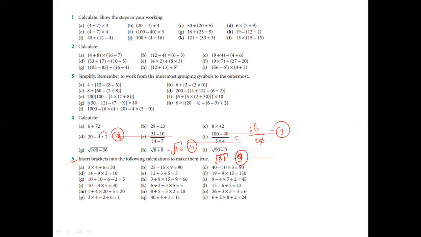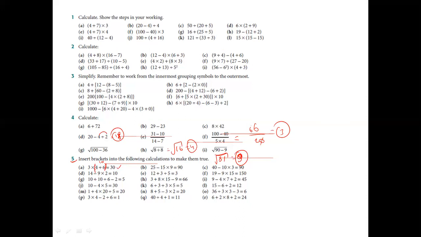And the other example, fifth: insert brackets in the following calculations to make them true. Okay, we have the inverse of these operations. So we haven't any brackets, but we should put brackets in some places. So where can we put the brackets so that the answer will be correct? Let me do the first example. 3 times 4 is 12. 12 plus 6 is not 30, but 18. That's why I want to put the brackets here. 4 plus 6 is 10, and 10 times 3 is 30. So the bracket must be here.